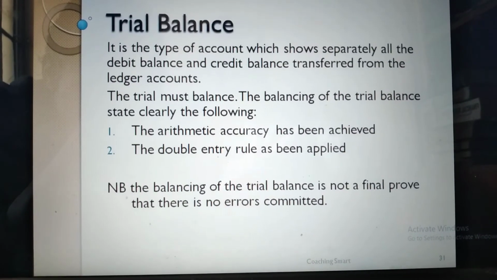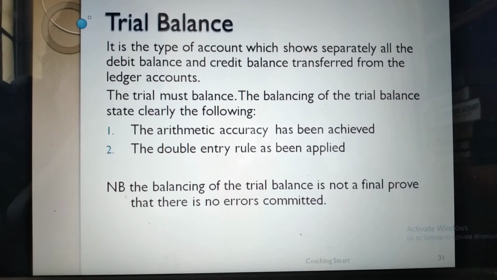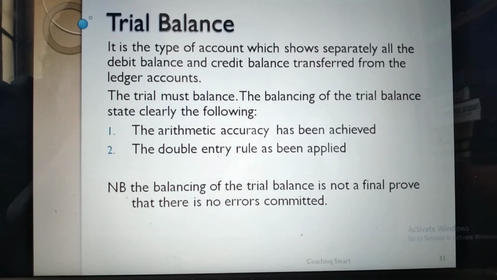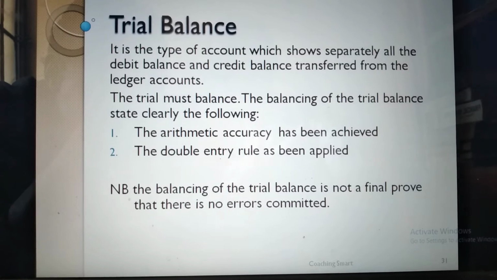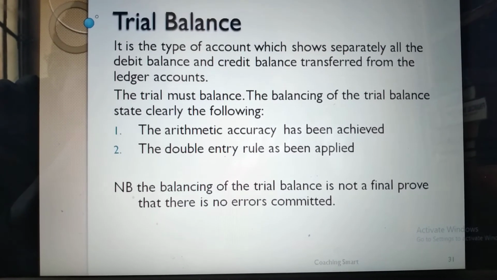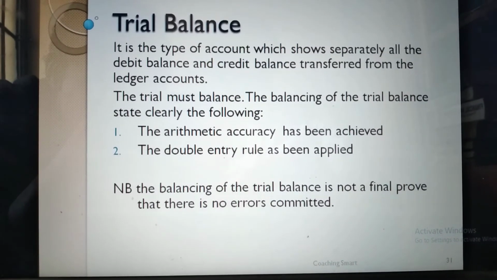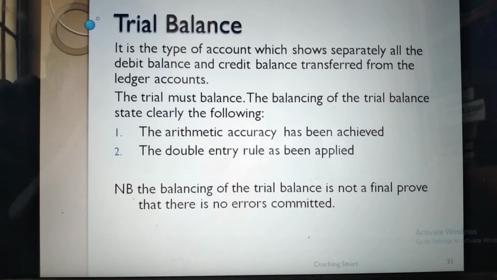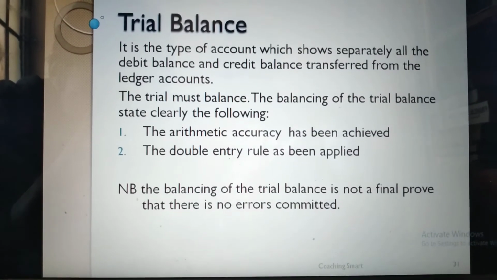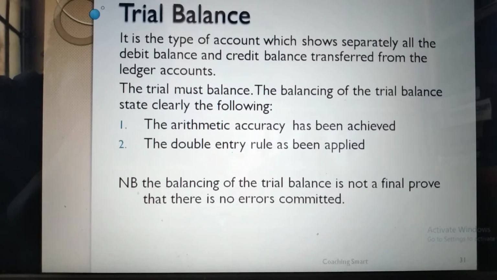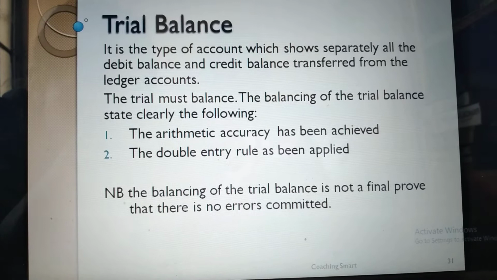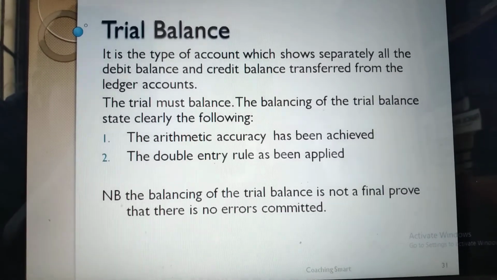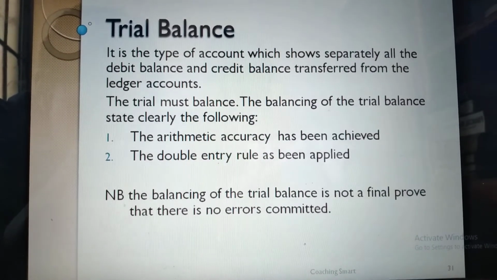Note, the balance of the trial balance is not a final proof that there are no errors committed. There are errors which the trial balance cannot test, and there are errors which the trial balance can test. So if your trial balance is balancing, it might be you have committed a particular type of errors, such as errors of commission or errors of omission, which the trial balance cannot test.